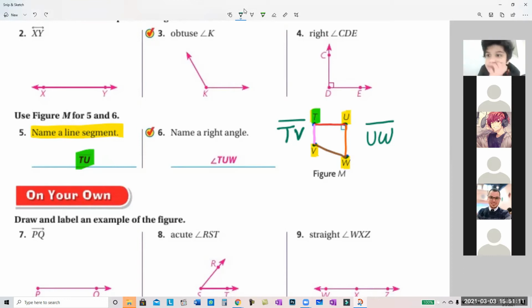Wissam. VW, excellent. Because we have VW here, so they are next to each other, consecutive points, so it will be VW. And don't forget to put the small line segment sign up here. Okay, so that's our 4 line segments as you see here, because we have 4 points, so you must have 4 line segments. Okay, thank you guys for helping.